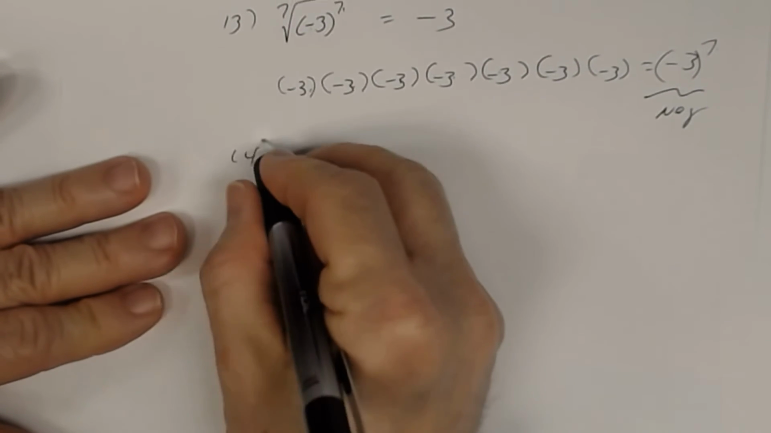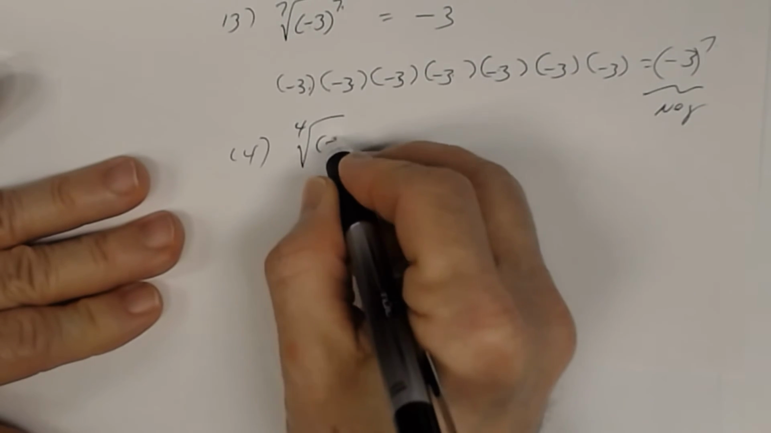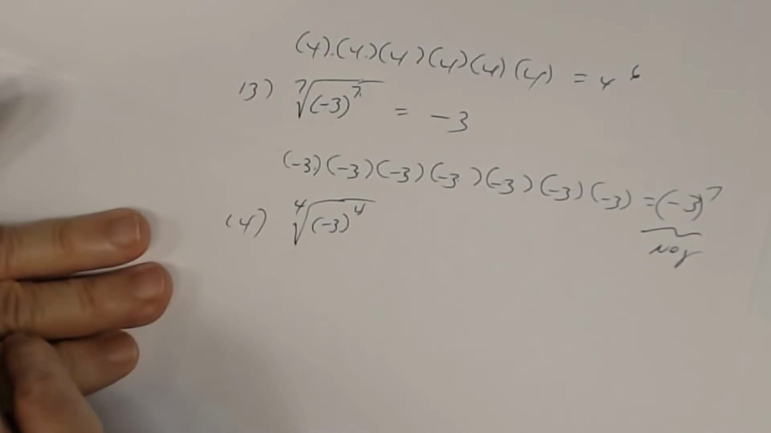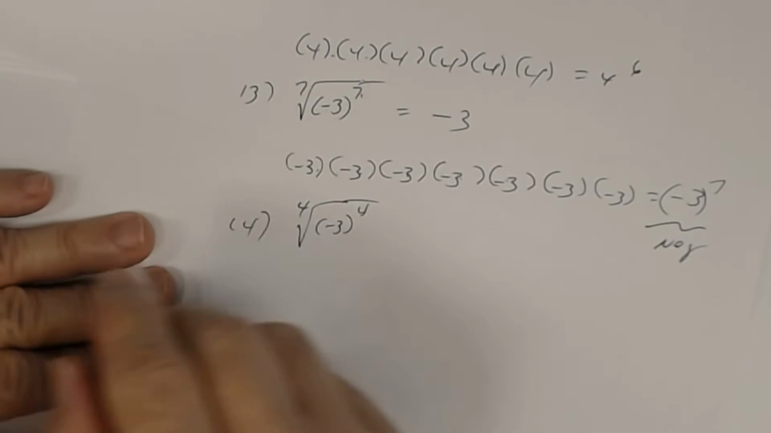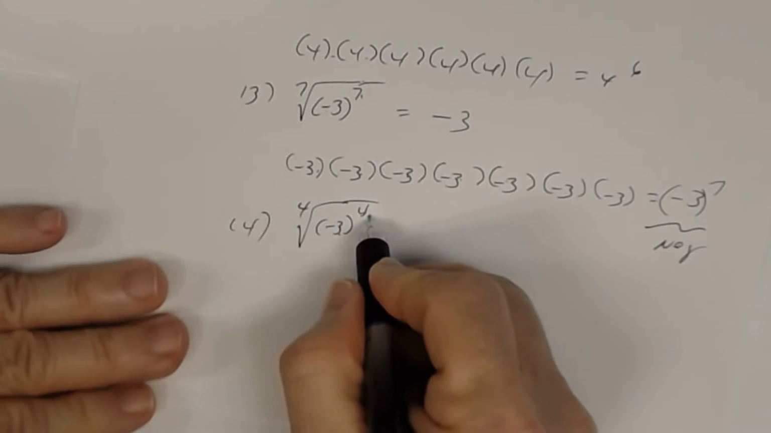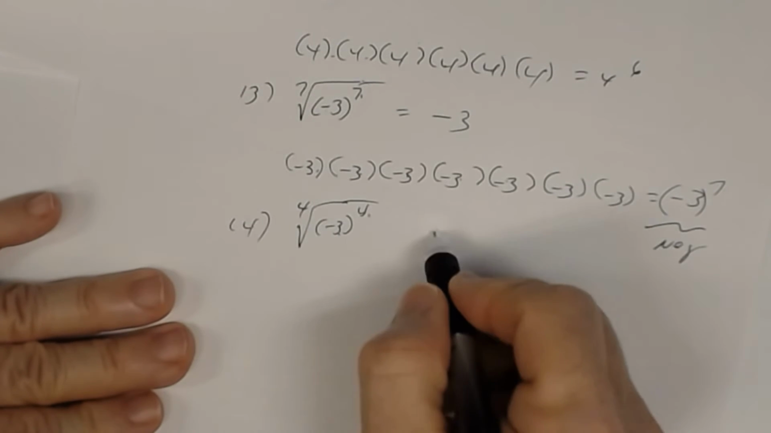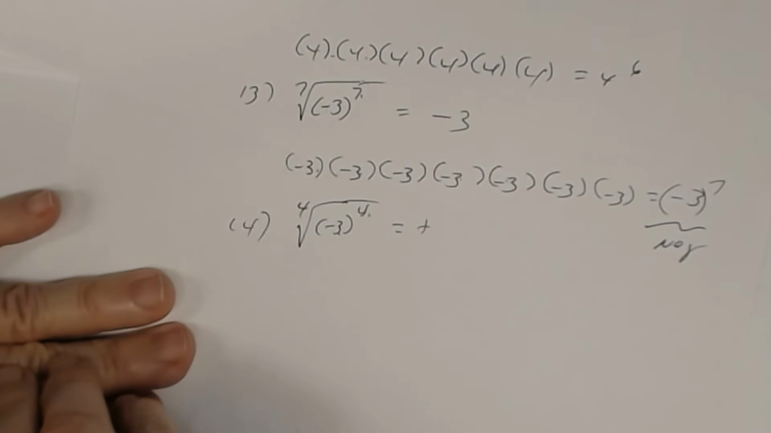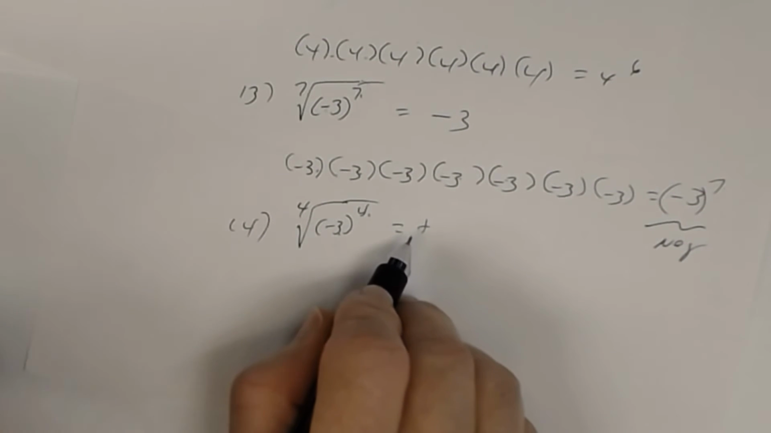But what if you had this, number 14? What if you had the fourth root of negative 3 to the 4th? That's where you got to be careful. So the fourth root of negative 3 to the 4th. Well, a negative number raised to an even power is positive. And so the root of a positive number has to be positive. So you know the answer is going to be positive. But the question is, positive what?